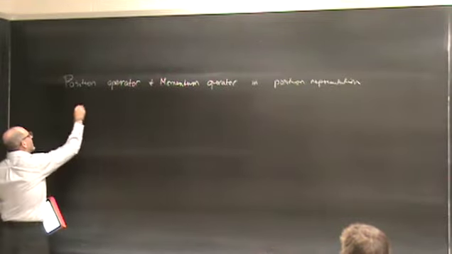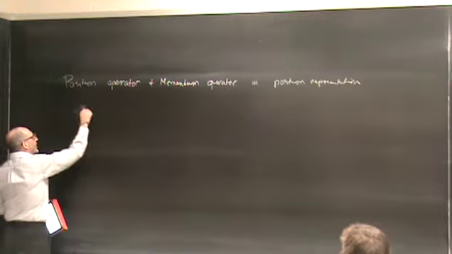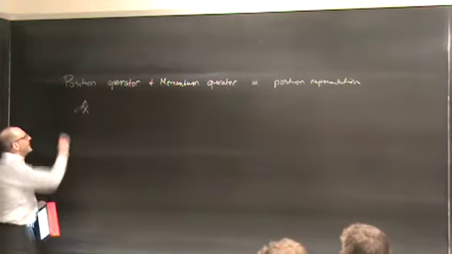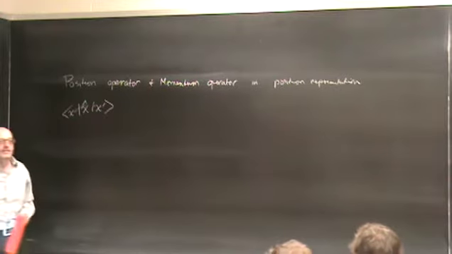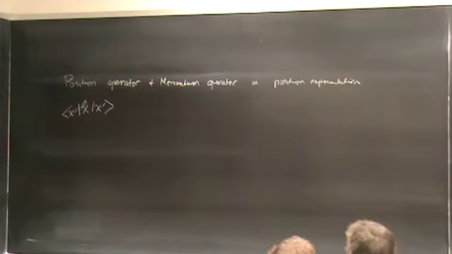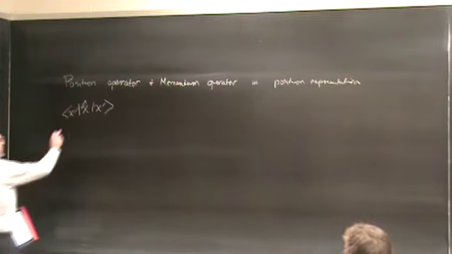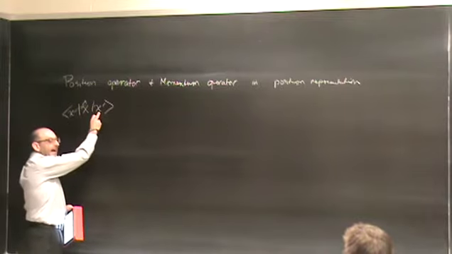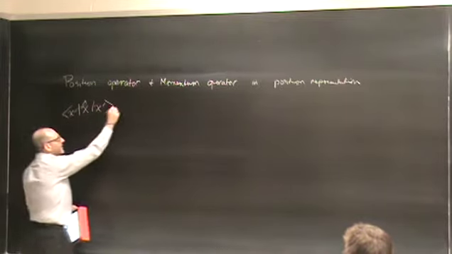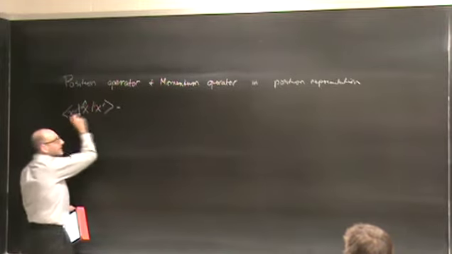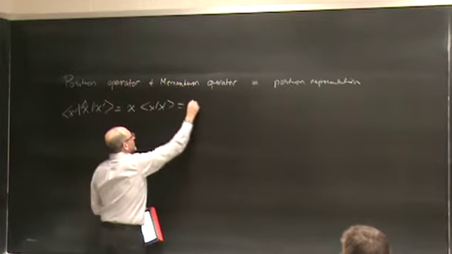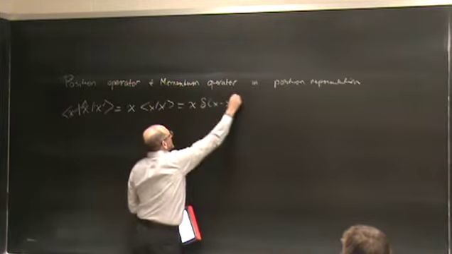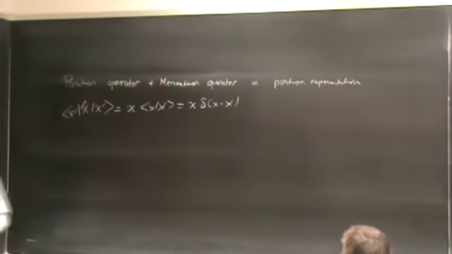So, if I look at the position operator, what are its matrix elements with respect to x and x prime? Well, x on x prime, it's an eigenvector. That's its matrix element.